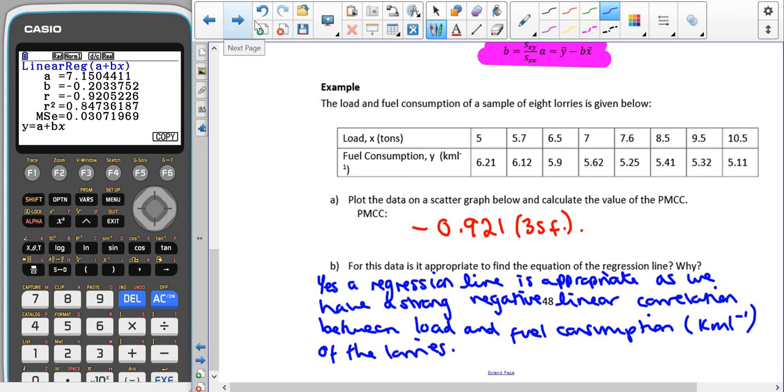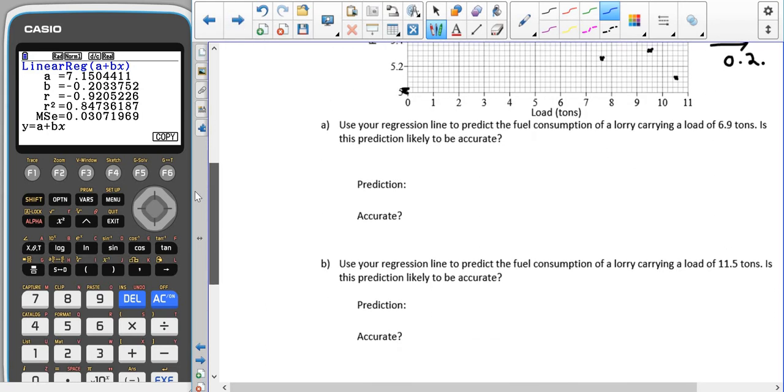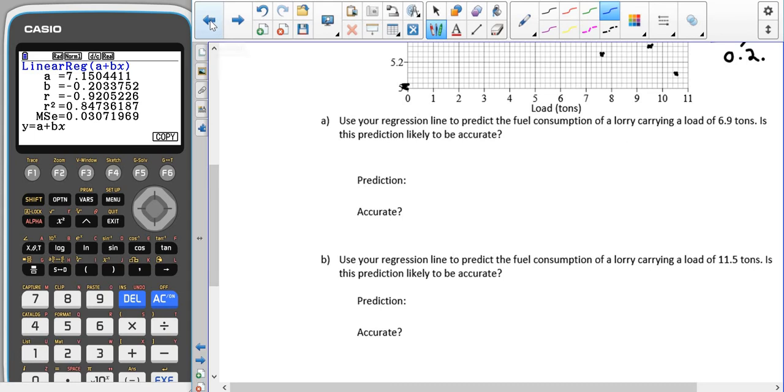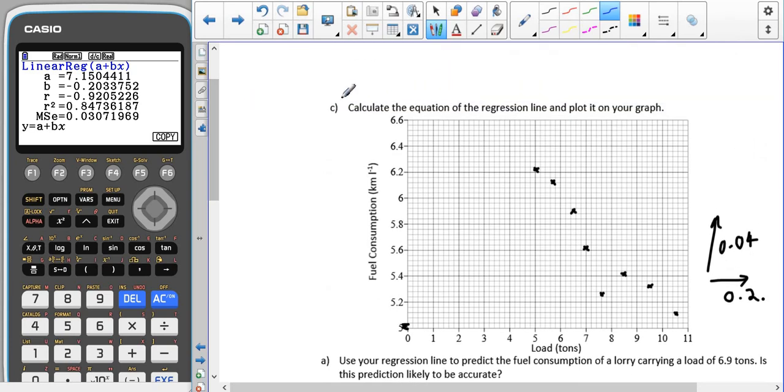And that's going back to the interpretation of PMCC from the Calculating PMCC video. So now we're asked to use a regression line to calculate some values. Sorry, part C: calculate the equation of the regression line and plot it on the graph.